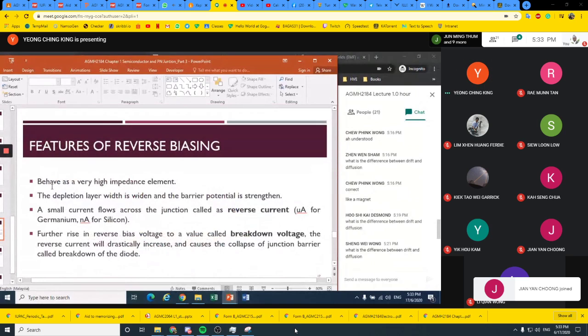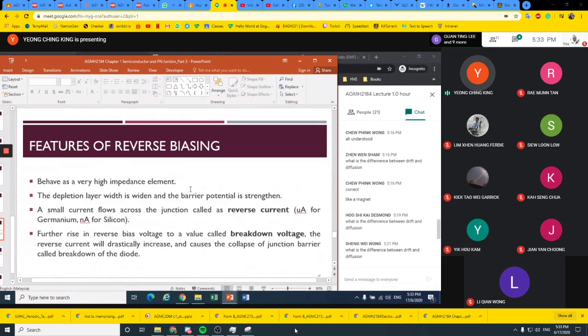And during reverse biasing, the diode behaves as a very high impedance element, or in a simple way we can say it is like an open circuit. So the depletion layer width is widened and the barrier potential is strengthened. And a small current flows across the junction, called the reverse current. Usually for germanium it is a few microamperes, and for silicon it is in nanoamperes.